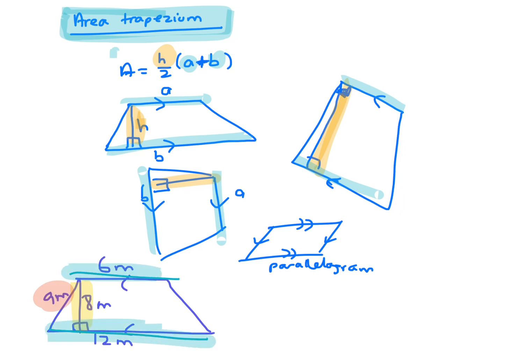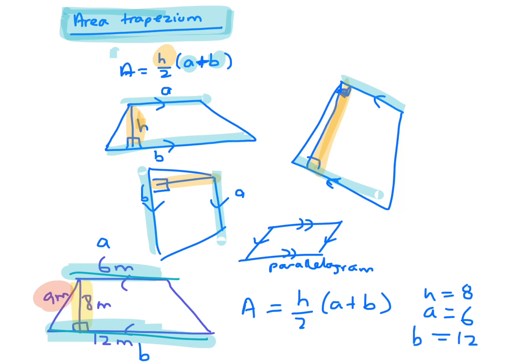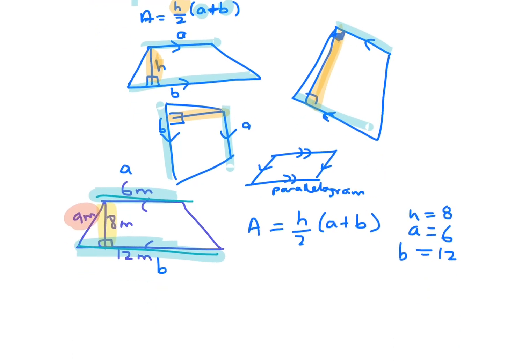So if you have your formula, the area equals height over 2, A plus B. Your height is equal to 8. Your A, that would be the 6, but it could also be the 12. It doesn't matter because you're going to add the two things together anyway, and the order of adding doesn't matter. And the B is equal to 12. So if you did 6 plus 12 or 12 plus 6, it's really not going to make any difference.